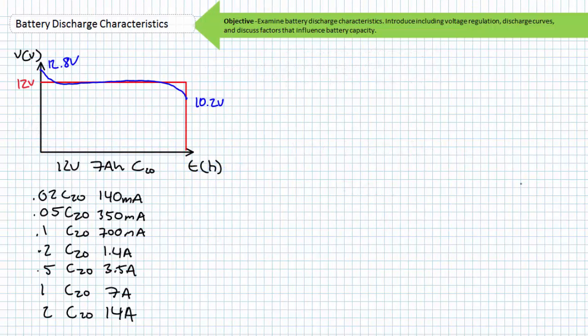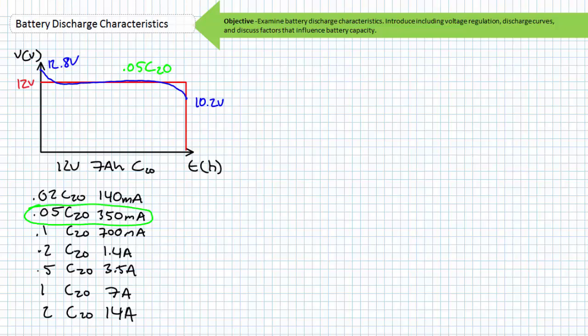Consider a 12-volt, 7 amp hour battery where capacity has been determined using the C20 rating discharged at the following rates. 0.02 C20 would be 140 milliamperes, 0.05 C20 would be 350 milliamperes, 0.1 C20 would be 700 milliamperes, 0.2 C20 would be 1.4 amps, 0.5 C20 would be 3.5 amps, 1 C20 would be 7 amps, and 2 C20 would be a whopping 14 amps.